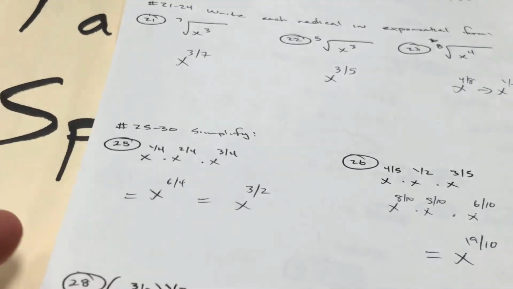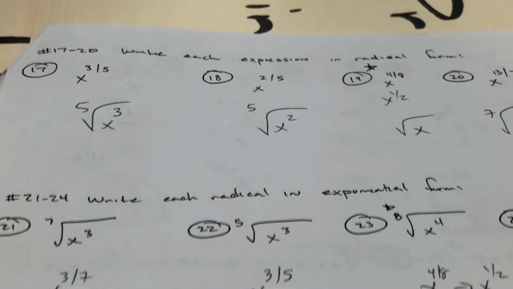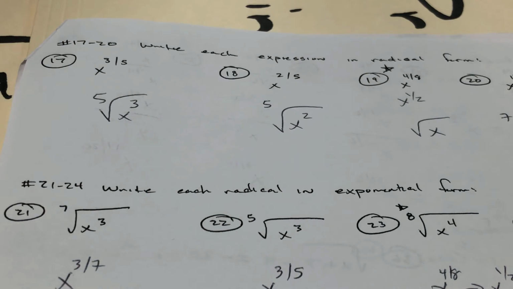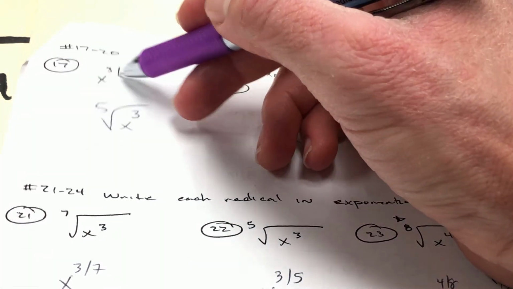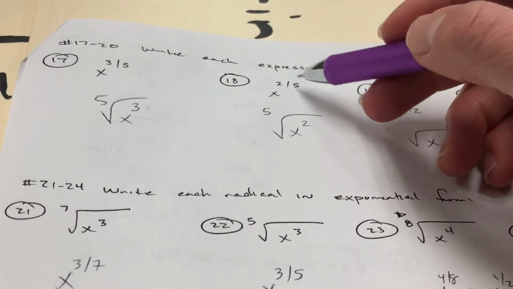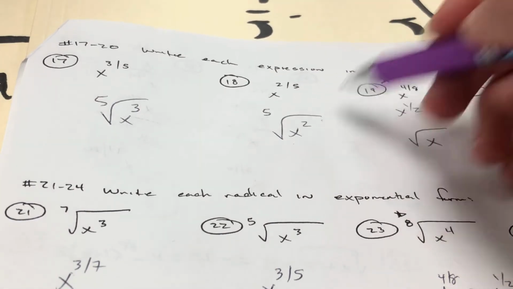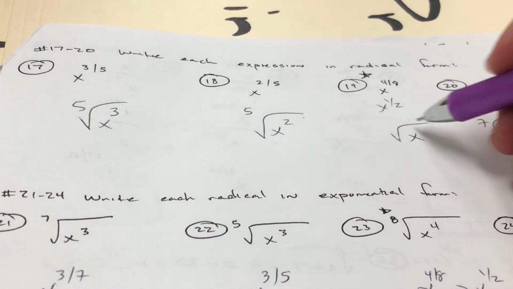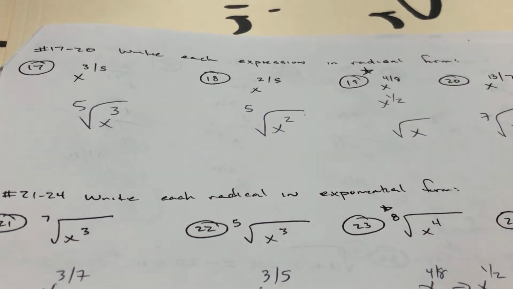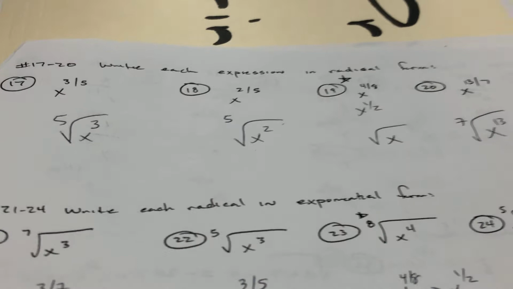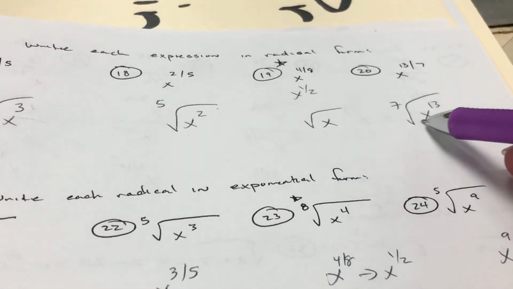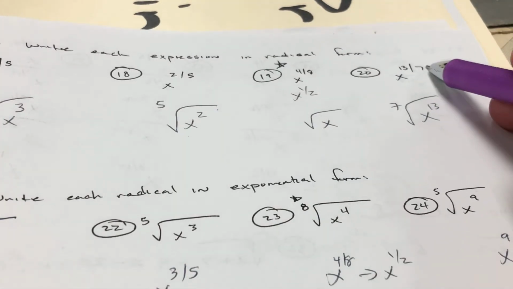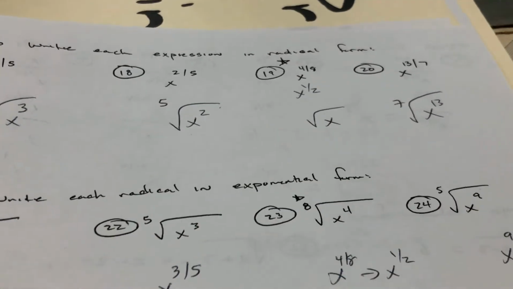Okay, then we have a pretty easy page, especially the first here. Write each in radical form. I'm taking the 5th root of x to the 3rd. I am taking the 5th root of x squared. Now simplify this. This is x to the 1/2, so I'm taking the 2nd root of x to the 1st, or the square root of x. I'm taking the 7th root of x to the 13th.